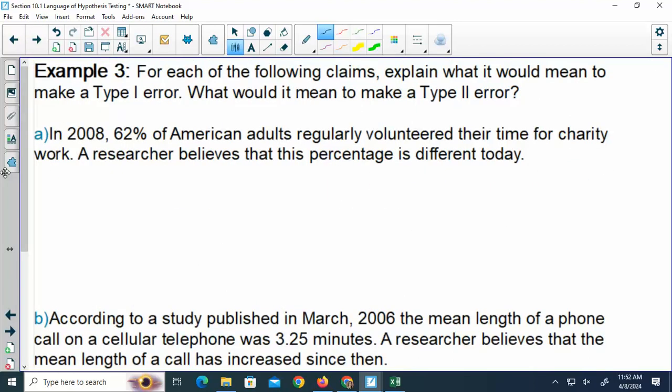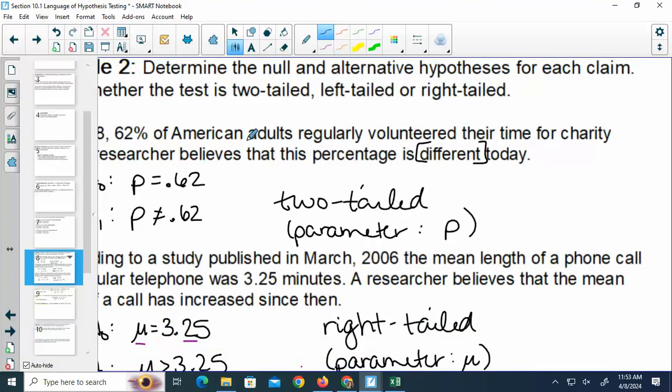So let's look at this one. For each of the following claims, explain what it would mean to make a type 1 error and what it would mean to make a type 2 error. So we're just trying to understand the difference between the two. In 2008, 62% of Americans rarely volunteered their time for charity work. A researcher believes it is different today. This was the same one from example 2, so we already know our null and alternative.